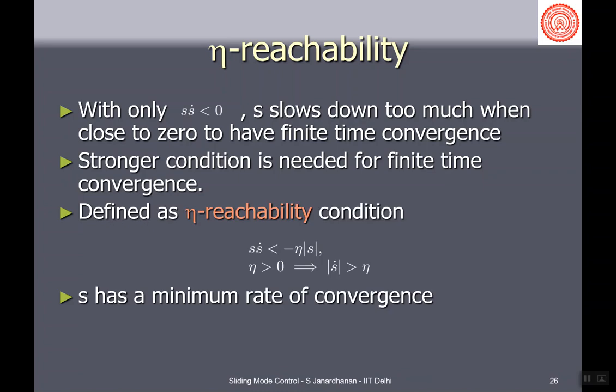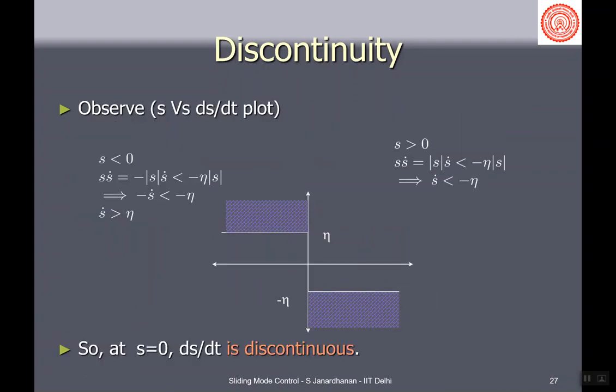So what we are doing is putting a lower limit on the magnitude of S dot. This lower limit is quantified by some quantity eta, and this modification of the reachability condition is called eta reachability. So S has a minimum rate of convergence, and this is the graphical representation of it. It is the S versus S dot plot. It can be in this region.